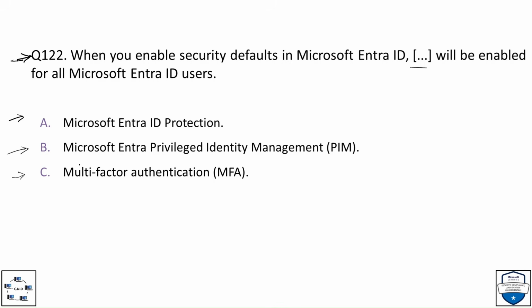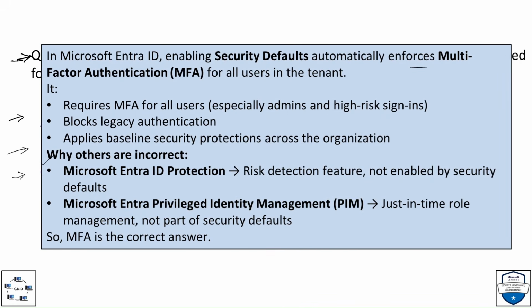And the correct option is option C, multi-factor authentication. So in Microsoft Entra ID, enabling security defaults automatically enforces multi-factor authentication (MFA) for all users in the tenant. It requires MFA for all users, especially admins and high-risk sign-ins, blocks legacy authentication, and applies baseline security protection across the organization.